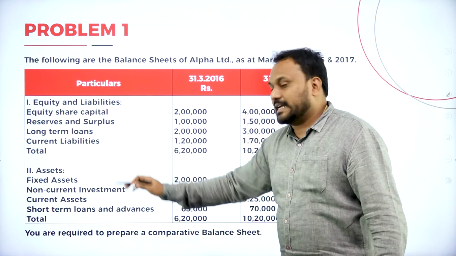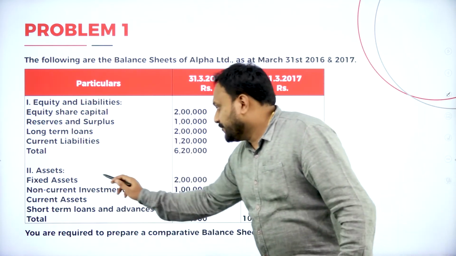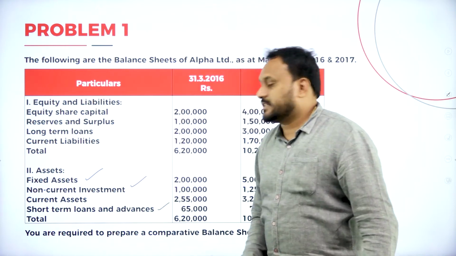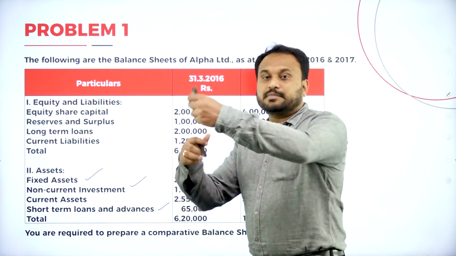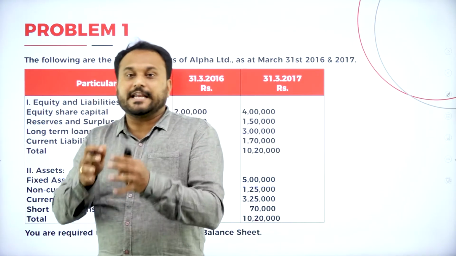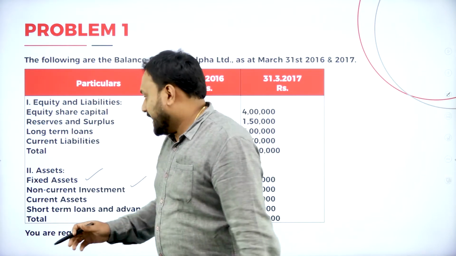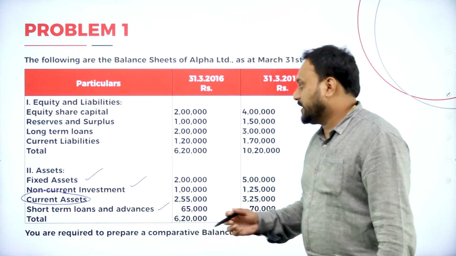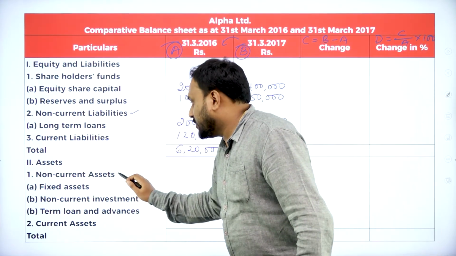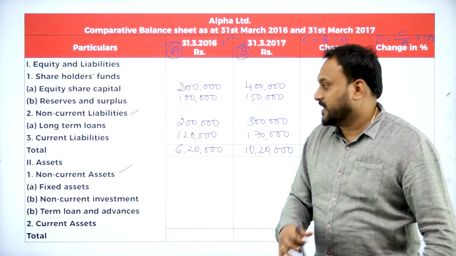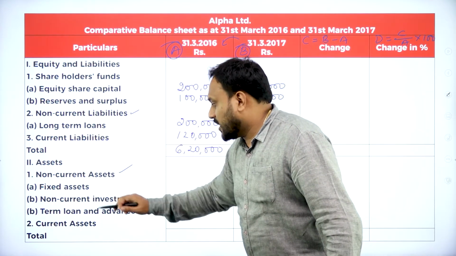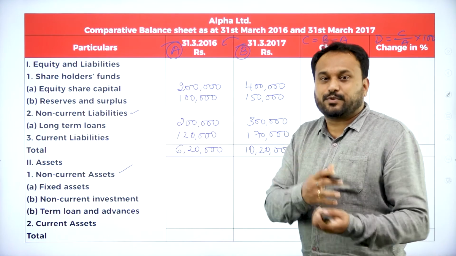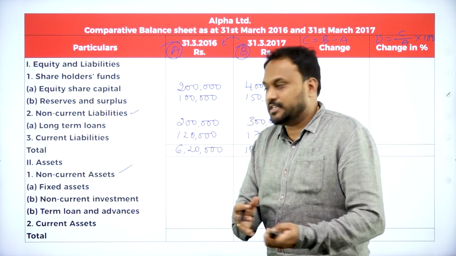Now when we go with the assets, we have fixed assets, non-current investment, and short-term loans and advances. Term them as non-current assets. And the last one is the current assets. You make this a separate one. So here we have assets, and non-current assets is a heading. In that we have fixed asset, non-current investment, term loan and advance. Again, copy paste whatever is in the question paper, the same thing.